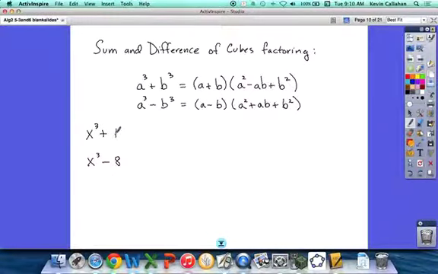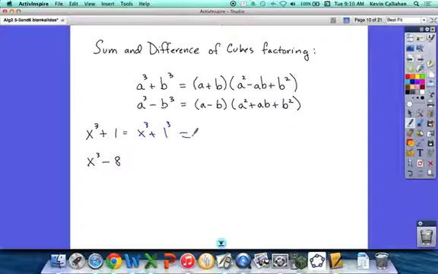x to the third plus 1. Before I factor it, let's write it as the sum of cubes, because right now it doesn't look like a to the third plus b to the third. How could I write 1 as a cube? See, this one could be a tricky one. That's x to the third plus 1 to the third, because 1 to any power is still the same thing.